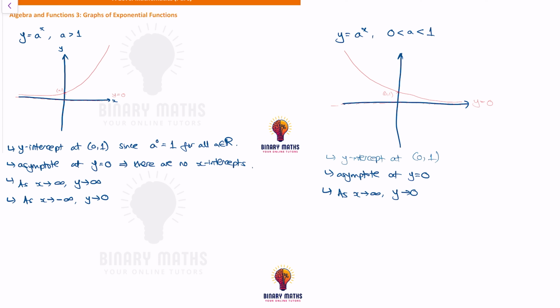So if you take a really small number between 0 and 1 and you raise it to a positive power, this number is going to get smaller and smaller. And that's why it's getting closer and closer to 0. As x tends to negative infinity, y tends to infinity. Now that is because you've got a very small number and you're raising it to a negative power, and a very small number raised to a negative power gets bigger and bigger. So that would be it.